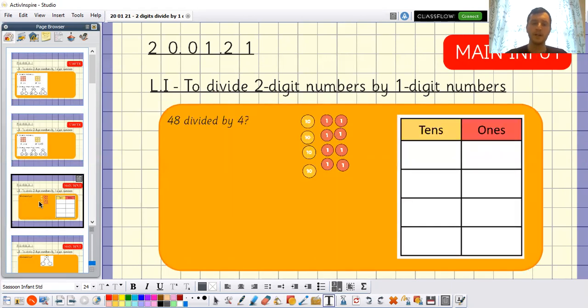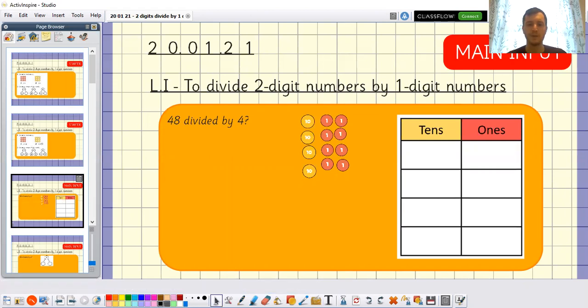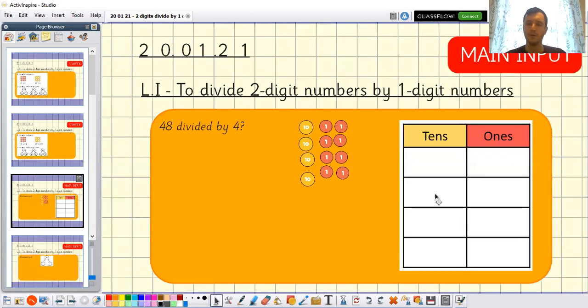Before we delve into some of the examples that involve regrouping, let's just recap on what we've done so far with division. So our first one, 48 divided by 4. How many groups am I splitting into if I'm dividing by 4? It is 4 groups, and you can see I've already split my place value grid into 4 groups: 1, 2, 3, 4. And as always, I start with my tens.